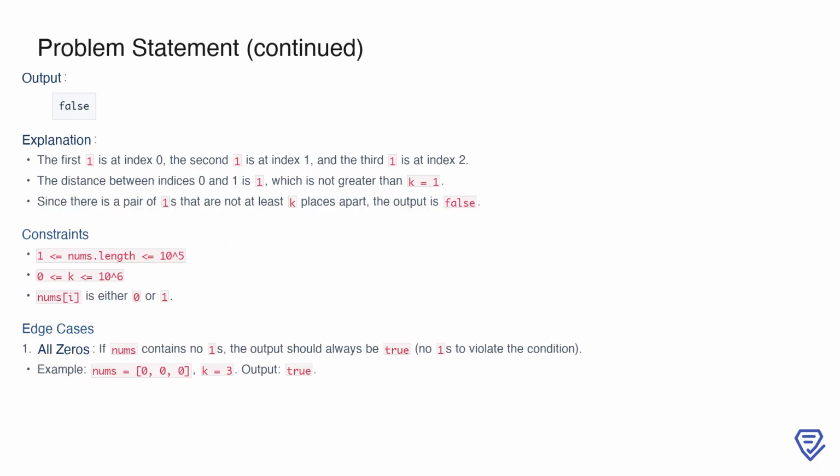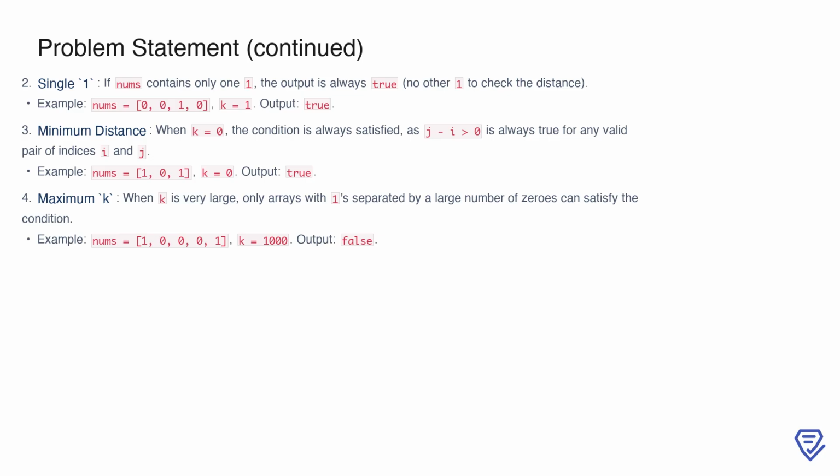In another scenario, let's look at nums equals 1, 1, 1, with k equals 1. Here, the first one is at index 0, the second one at index 1, and the third one at index 2. The distance between indices 0 and 1 is just 1, which is not greater than k equals 1. As soon as we find even one pair of 1's that fail to meet the condition, we can conclude that the output is false. This example shows that for smaller values of k, the placement of 1's must be carefully spaced to satisfy the requirement.